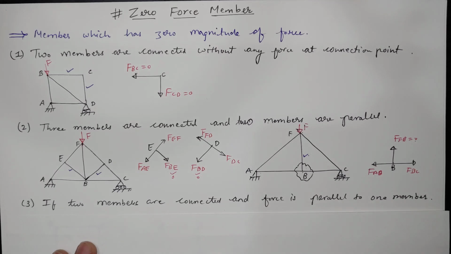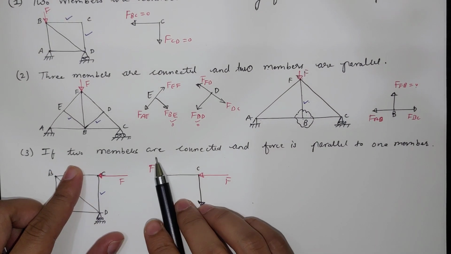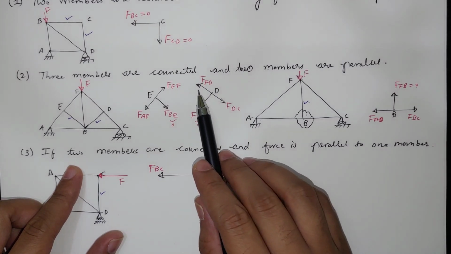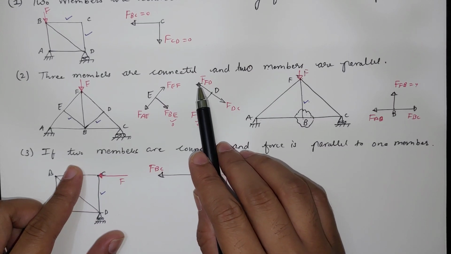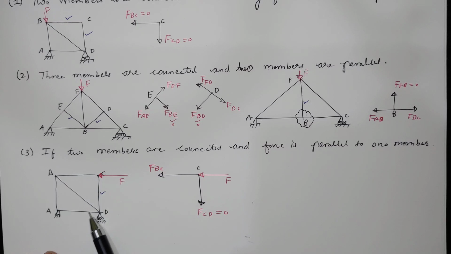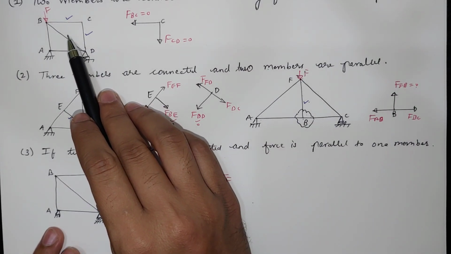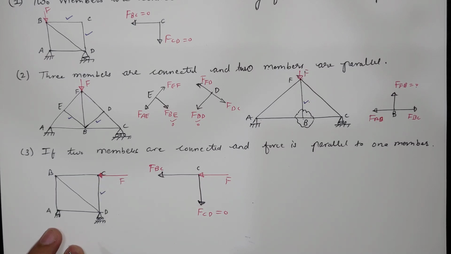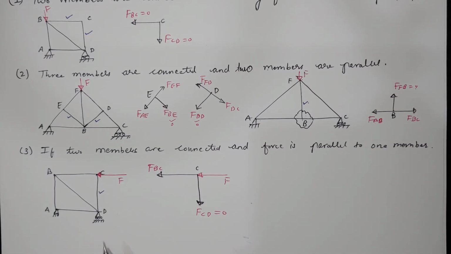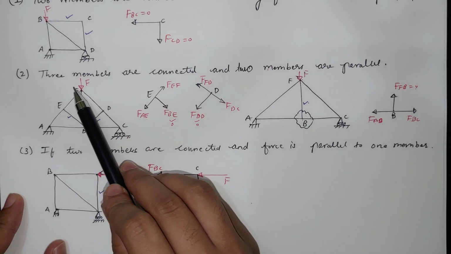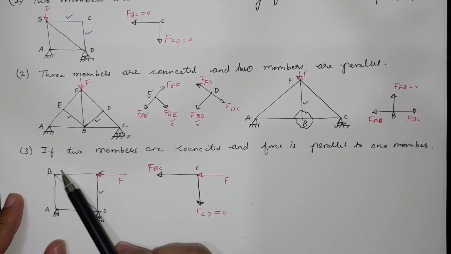Likewise, there is a last criterion: if two members are connected and the force is parallel to one member. This is a three-member connection where one is the force, but instead of a member there is an external force. If you see, this is a similar case to the first case, but now the load is not acting here, the load is acting horizontally at point C. We have this point B where three members are connected, but they do not meet this criterion, so there will be some load, and we cannot say this is a zero force member.